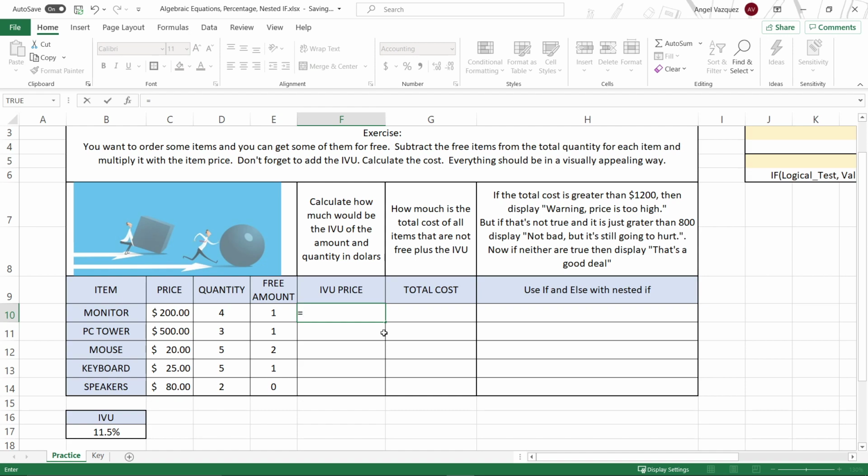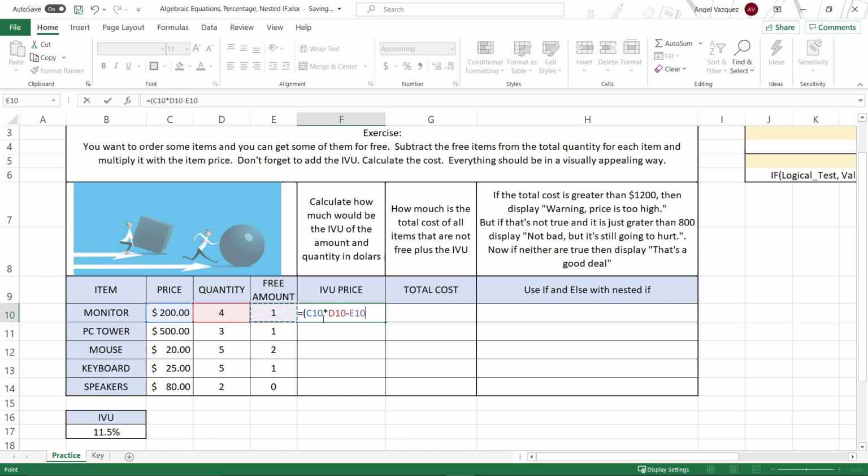Okay, so now we open the parenthesis, because parentheses go first, then we have multiplication or division from left to right, and then we have addition or subtraction. Basic algebra. So now inside the parentheses we're going to put the cell of the price, times the quantity. But there's one thing. The quantity is not just 4, because we have one of those 4 that is free. So what we need to do is subtract quantity minus free amount.